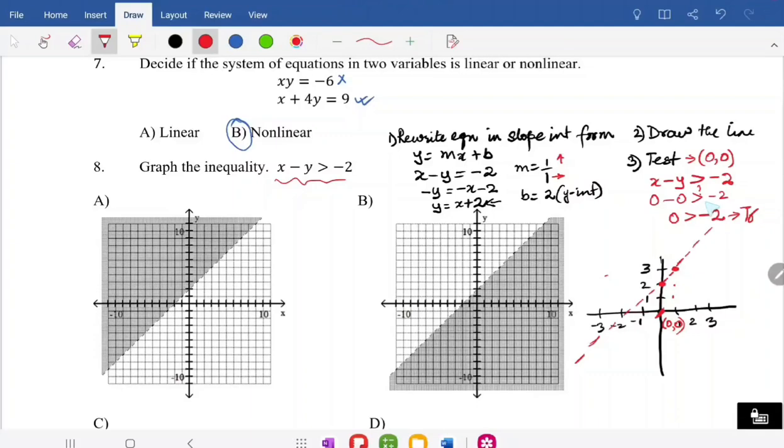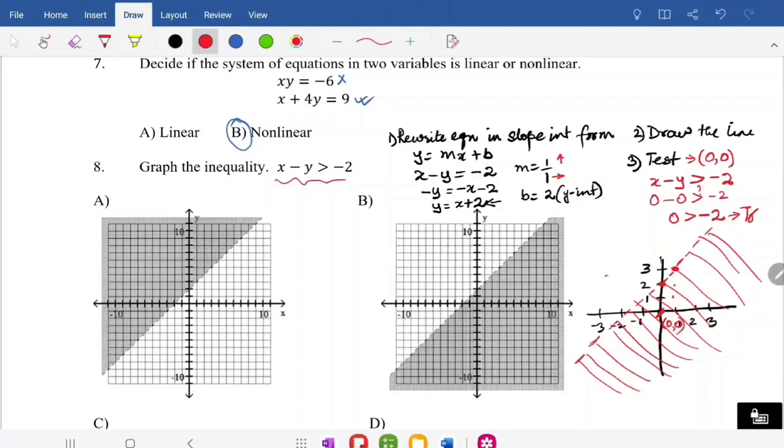So we chose the easiest value because if you choose (0, 0), x minus y will be 0, and you can just compare the two values on each side of the inequality and come to a conclusion. So I'm going to shade everything on the bottom part of the line. And that's all. We got our graph.